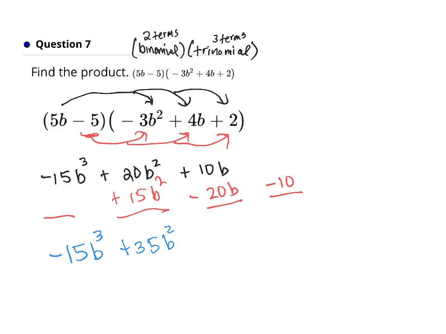10b minus 20b. Signs are different. Subtract, take the sign of the larger, so that's a negative, and 20 minus 10 will be negative 10b. And then just bring down the minus 10. So this is our answer.